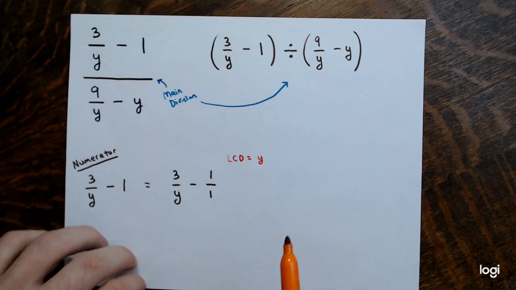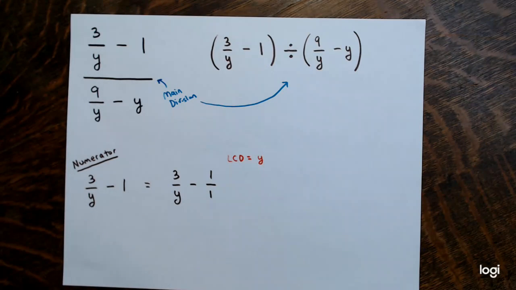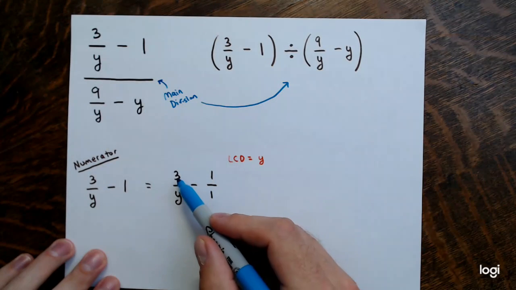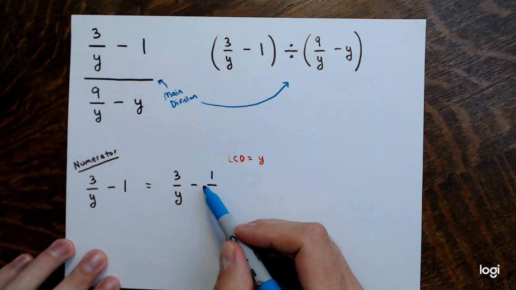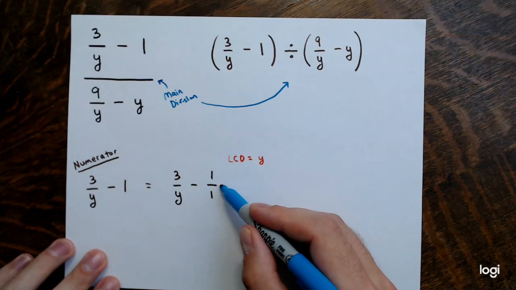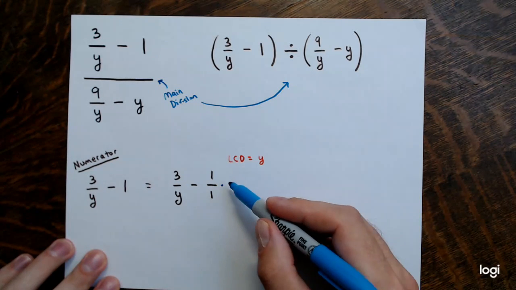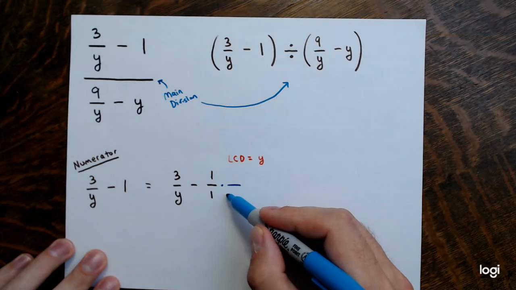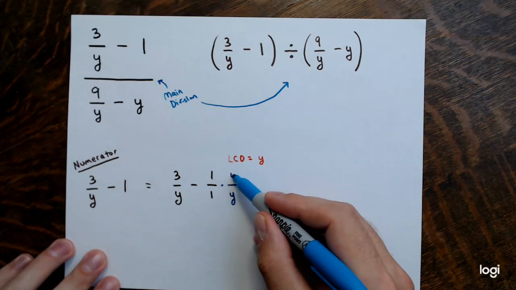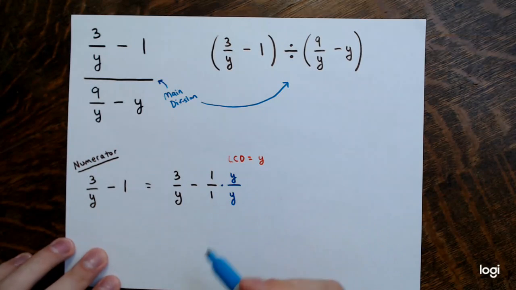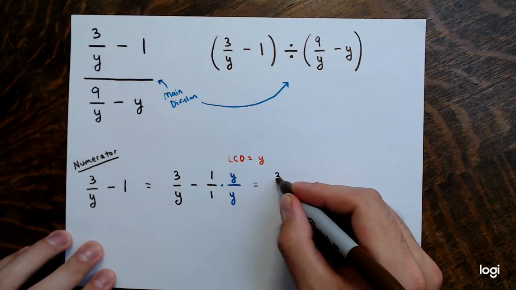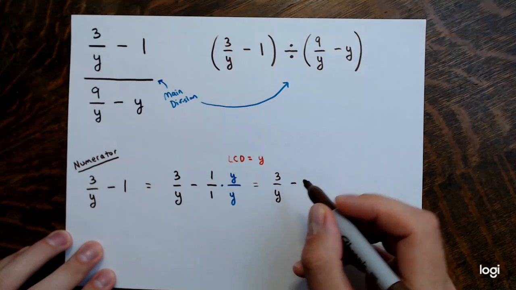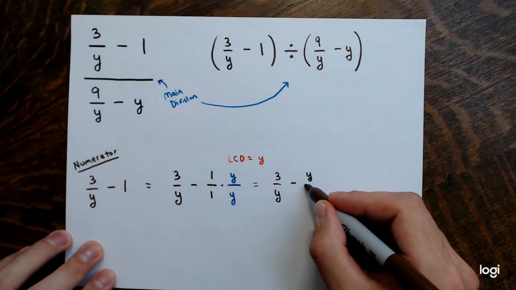So now I'm going to rewrite them as equivalent fractions with a denominator of y. The first fraction already has a denominator of y. This second fraction, this 1/1, I'm going to multiply the numerator and denominator of this by y. That way I get a denominator of y. And so we have 3/y minus y/y.